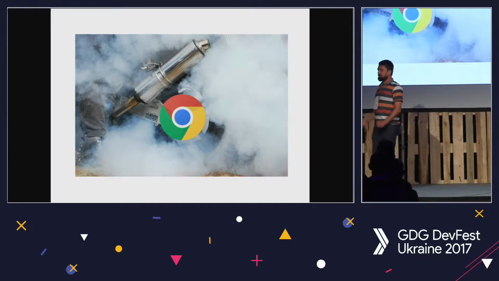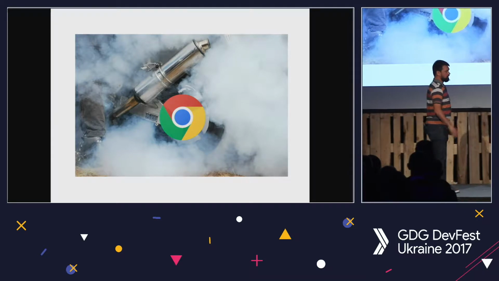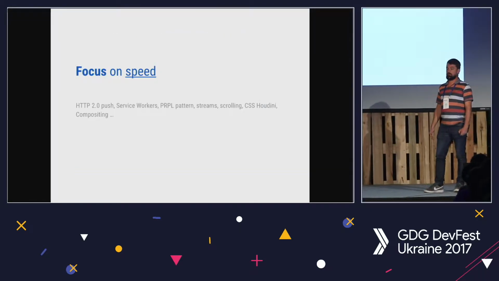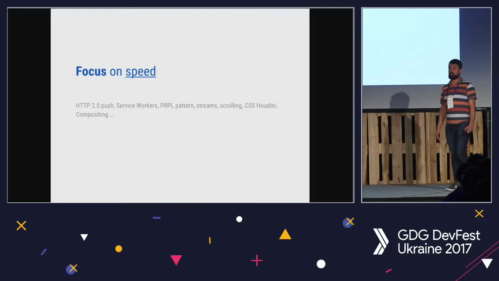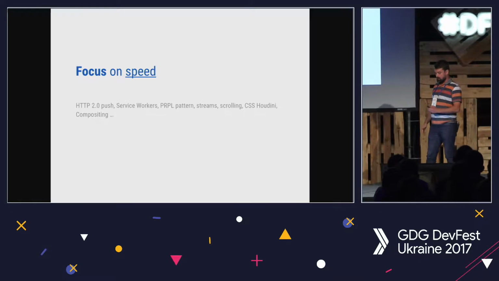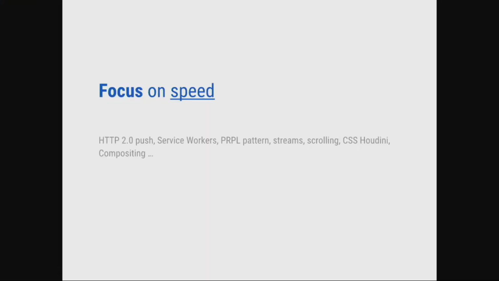Otherwise, people say it's not a nice experience. They want to use those mobile apps. So on the Chrome team, we have worked really, really hard on making Chrome fast for users. So we've focused on speed. These are some of the new standards we have worked on. HTTP/2 push, something called service worker, or the PURPLE pattern, streams, a lot of things going on there.